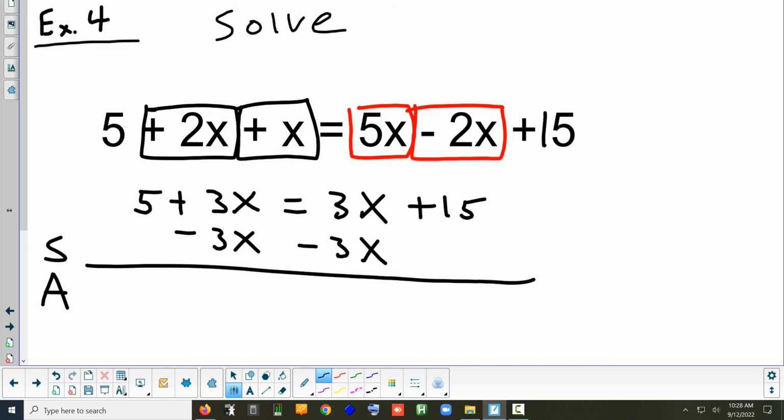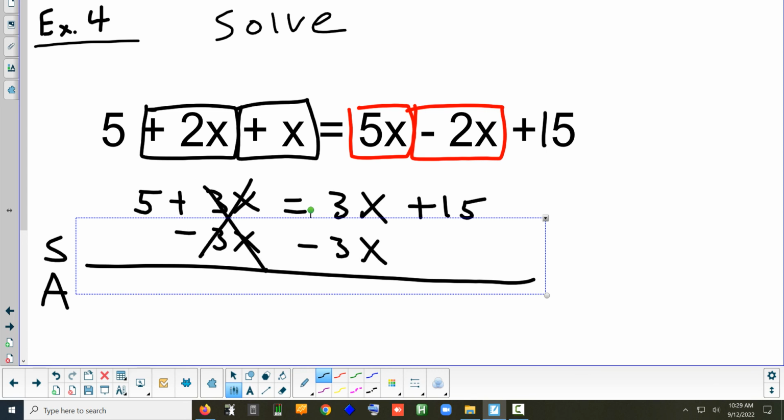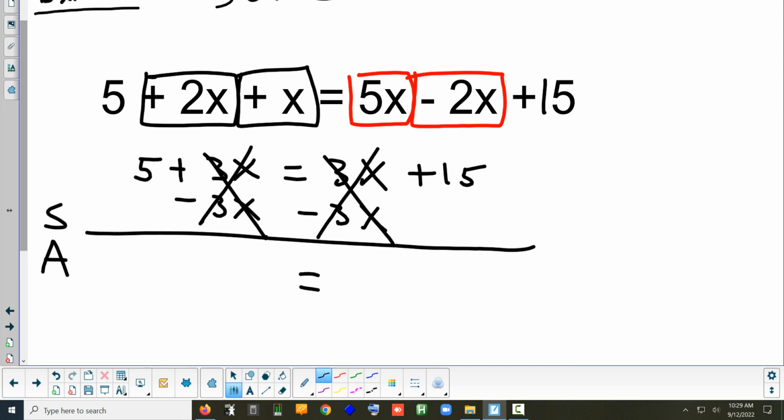And how about Anaya, what's 3x minus 3x? 0. And 3x minus 3x again? Still 0. So all our letters just disappeared. How about Abby, what's on the left side now? 5. And on the right? 15. 5 equals 15. Is that right? Does the number 5 equal the number 15? No. So what do you think the answer is here? Yeah? This is no solution.